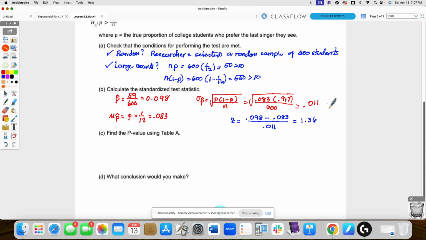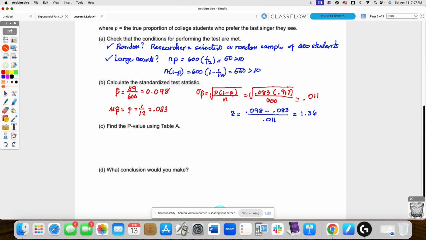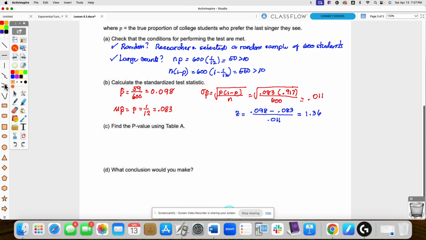Oh, and by the way, let's compare first. The statistic is 0.098. Is 0.098 greater than 0.083? It is indeed greater than. So our statistic supports our alternative hypothesis, right? 0.098 is greater than 0.083, so we can continue. I forgot to check that earlier. Now we find the p-value.